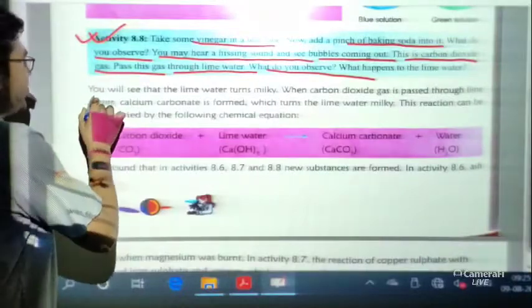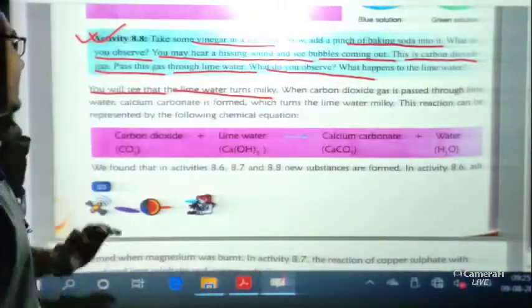Pass the gas through lime water. What do you observe, or what happens to the lime water? Now students, the result is that you will see the lime water turns milky. We have discussed that carbon dioxide gas will form, and we pass it through lime water. So what will happen? The lime water will turn milky when carbon dioxide gas is passed through it.